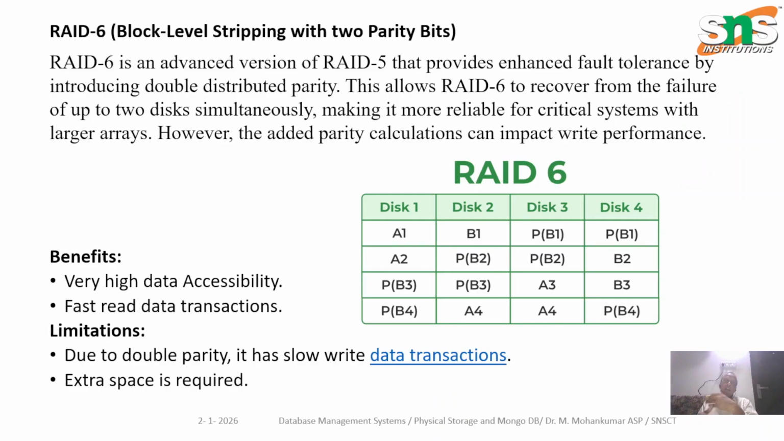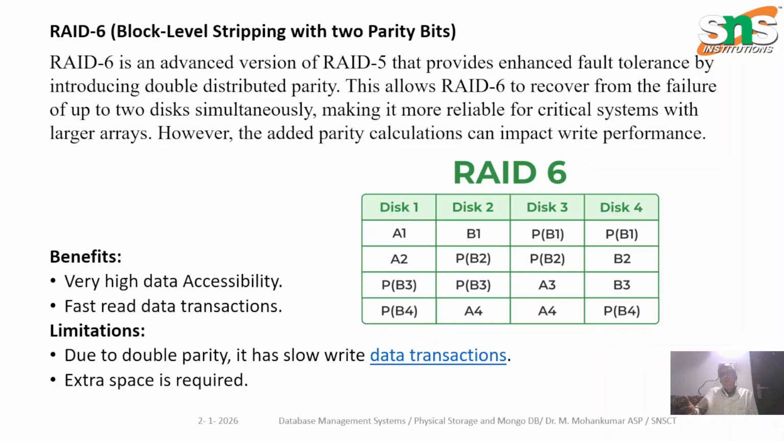RAID 6 is an advanced version of RAID 5 that provides enhanced fault tolerance by introducing double distributed parity. This allows RAID 6 to recover from the failure of two disks simultaneously. Even if two disks fail, it is more reliable for critical systems with a larger array. However, the added parity calculations can impact write performance.